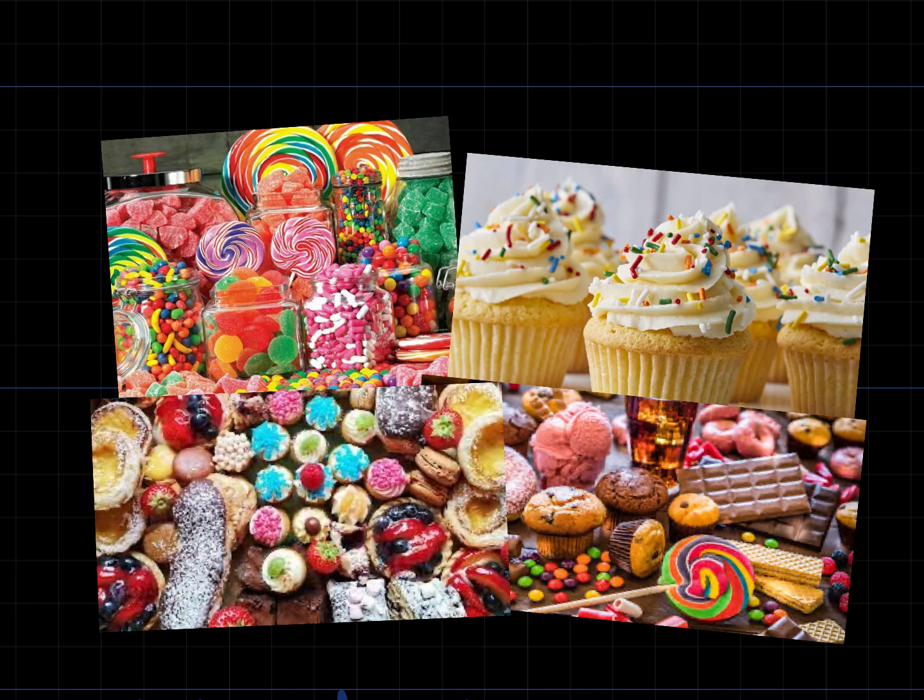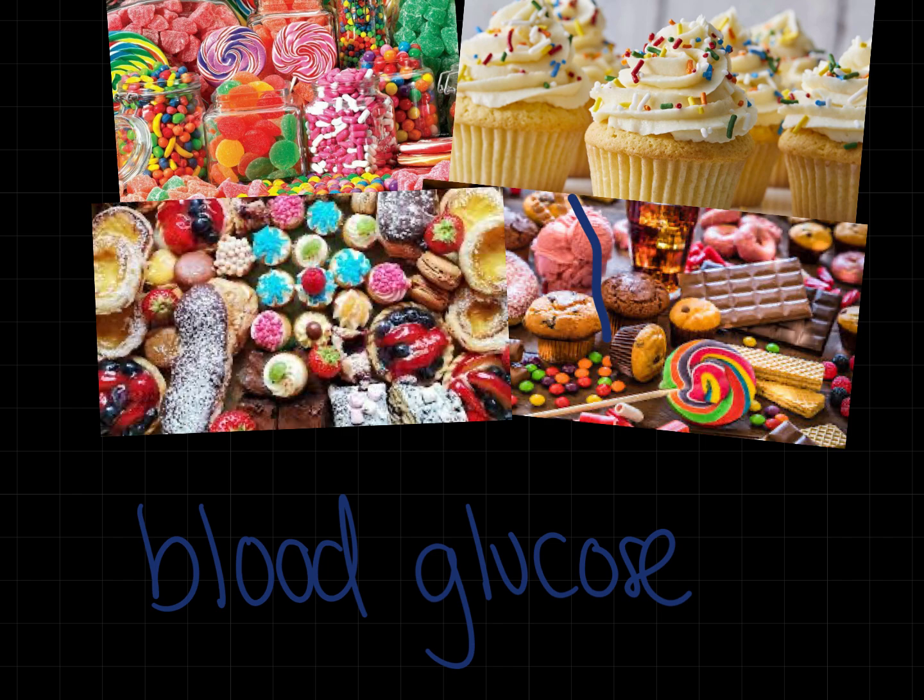When we first look at these pictures here, immediately I'm thinking sugar. I see a lot of sweet treats, and the reason I have these up is because we are going to be talking about what happens in your body when there's a disruption. If the level of sugar in your body was disrupted, if you ate all of this, your blood glucose levels would increase. They would go up.